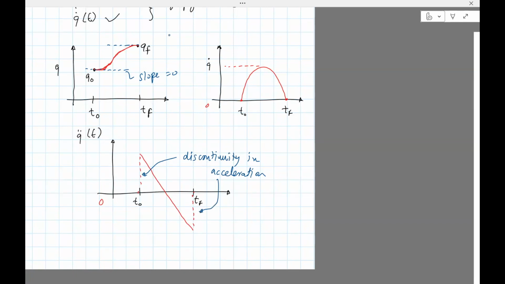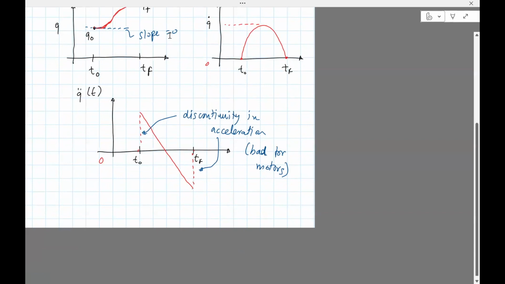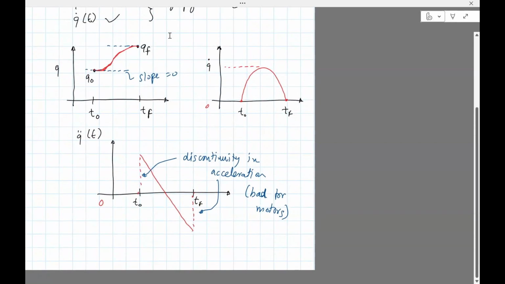So the acceleration will be 0, but it will suddenly change to some positive value because the manipulator is moving. Then it'll go linearly down. There'll be a point where it's 0, but then again, when you want to stop, it'll go from some negative value to 0. And that is actually bad for the motors. So that's not going to help because motors are driven by torque. Torque is proportional to acceleration. So how do we avoid this?